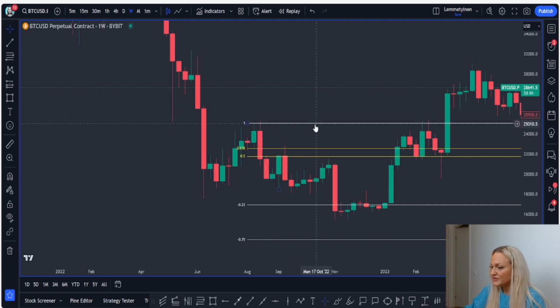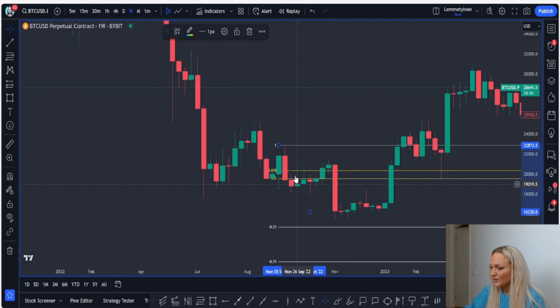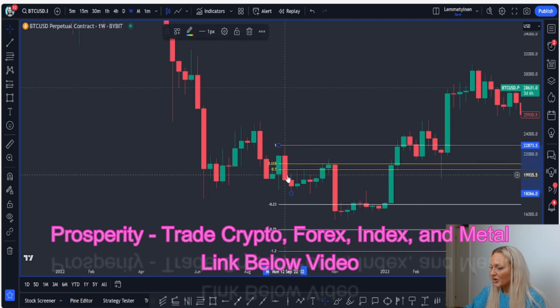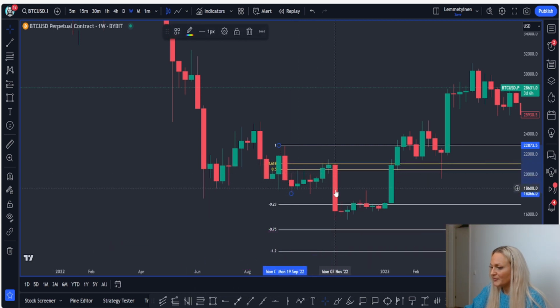You can even use this one. So if we just drag this one from the high to the low, you can also see how perfectly the market pulled back up, retested the fib, had the drop down.